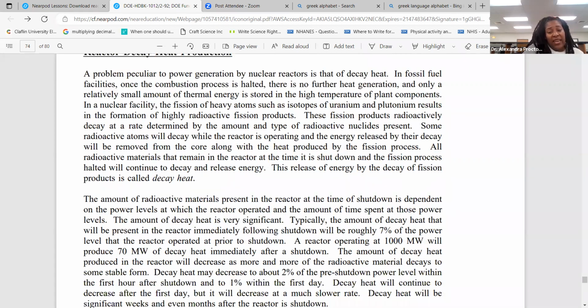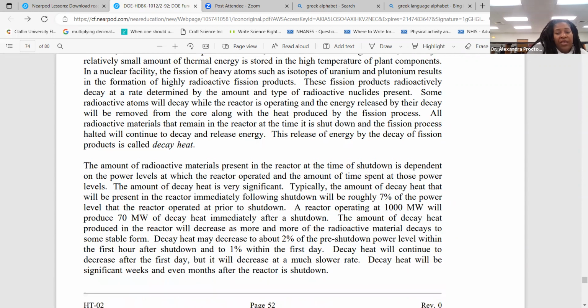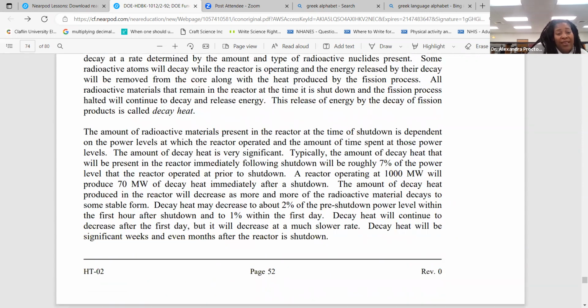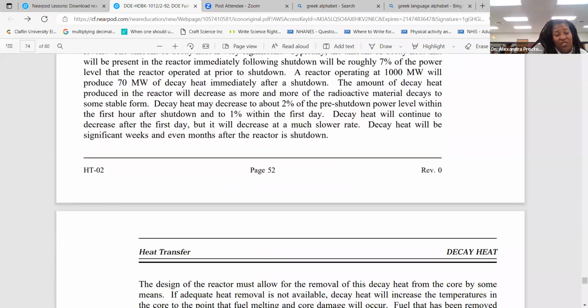And so this amount of decay heat produced in the reactor will decrease as more and more radioactive material decays to some stable form. Decay heat may decrease to about 2% of the pre-shutdown power level within the first hour and 1% within the first day. Decay heat will continue to decrease after the first day, but at a much slower rate. And decay heat will be significant weeks and even months after the reactor is shut down.